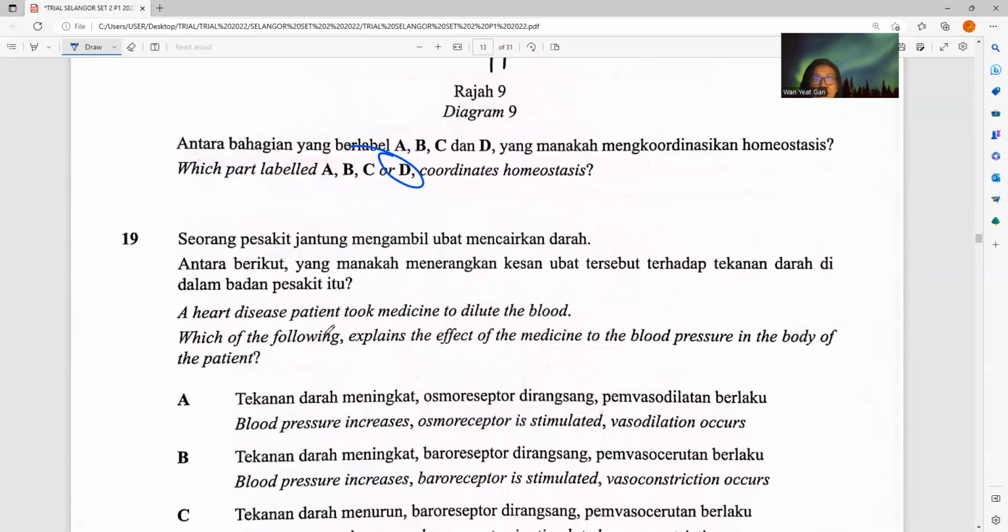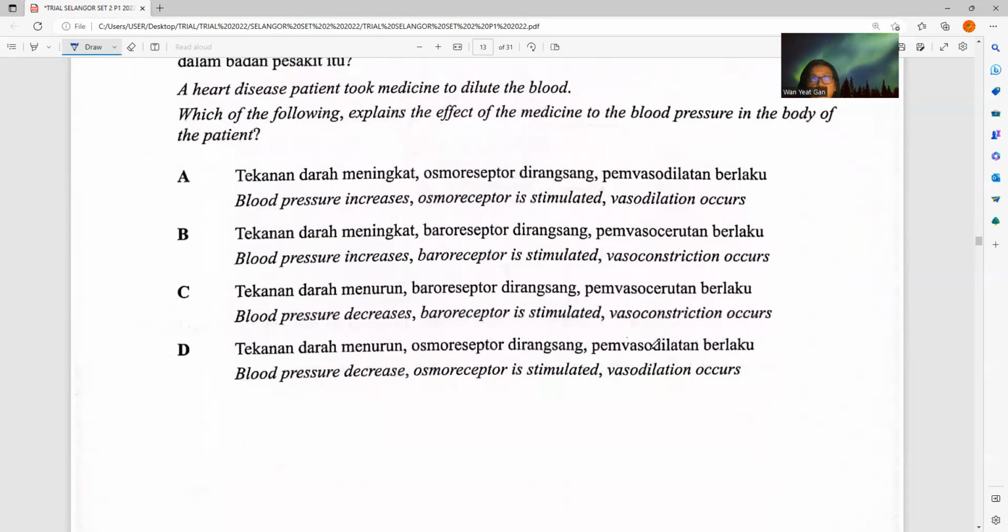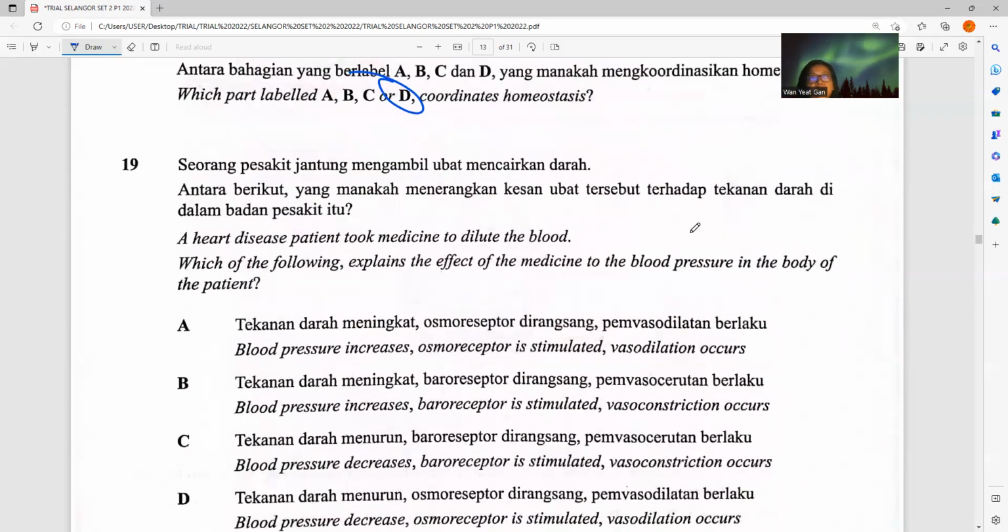19. A heart disease patient took medicine to dilute the blood. Which of the following explains the effect of the medicine on the blood pressure in the body of the patient? When he takes medicine to dilute his blood, that means his blood pressure is high. So after taking the medicine, his blood pressure will drop. Then the baroreceptor, it's not osmo, it's baroreceptor, will be stimulated, and then the vasoconstriction will occur. Okay, so answer is C.